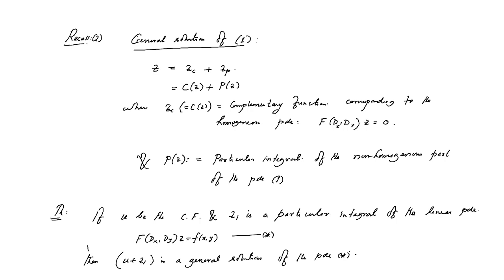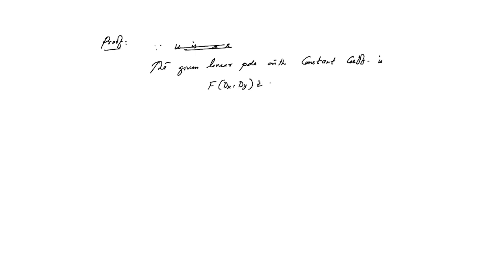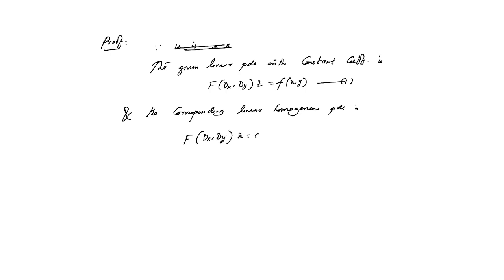So here the proof is very simple. If we move to the proof of this theorem, first the given linear PDE with constant coefficient is f(Dx, Dy) z equals to f of x, y. So this is 1, and the corresponding linear homogeneous PDE is f(Dx, Dy) z equals to 0, so this is 2.